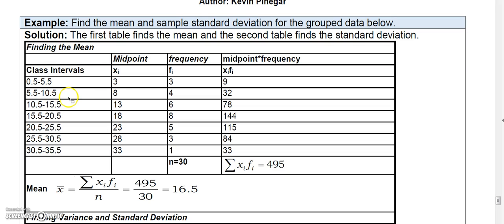This is just one more example, and I won't spend a lot of time on it, but you should know how to calculate it by now. But the first thing I need to do if I'm going to calculate the standard deviation is calculate the mean.